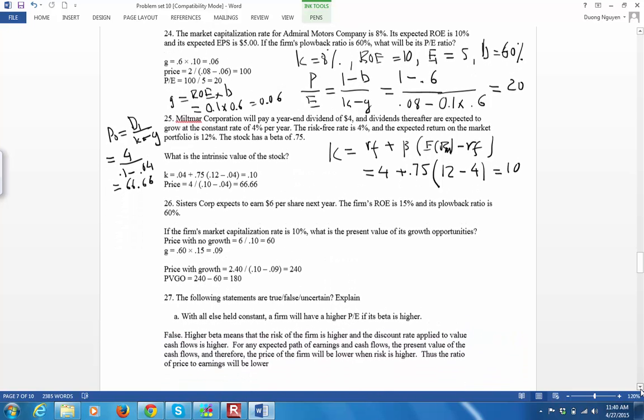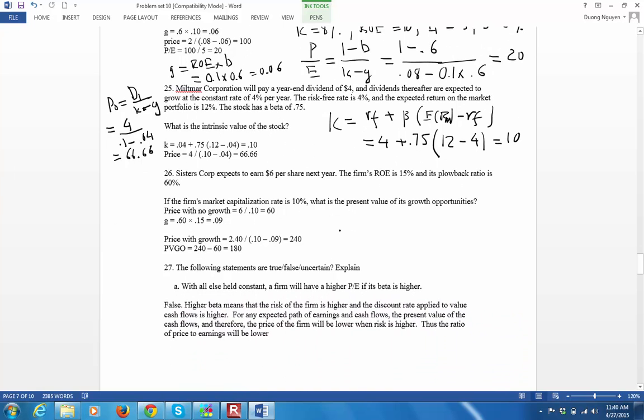Number 26. What is the present value of growth opportunity? Okay, like we did before, P0 with growth equals P0 star without growth plus PVGO. P0 with growth is equal to D1 over K minus G. P0 star without growth is equal to E1 over K. So this one is equal to D1.